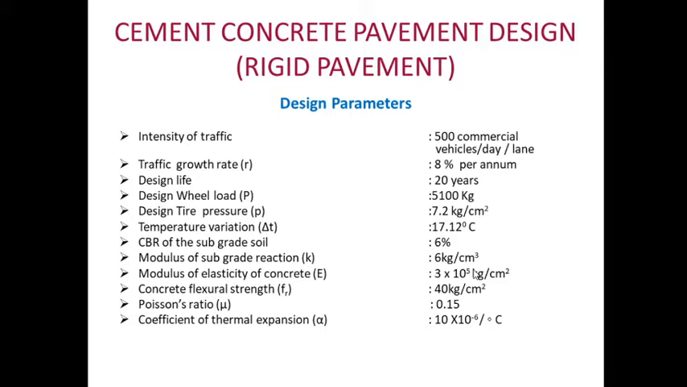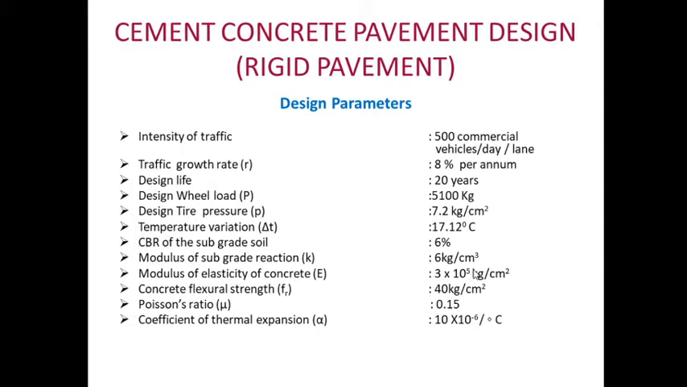Like that, in the design of rigid pavement also, we assume the thickness of the slab as 20 centimeter or 25 centimeter, and we have to check whether it is safe due to temperature stresses or warping stresses. Then another design parameter considered is the CBR of the subgrade soil, 6%. Using the CBR of the subgrade soil, we find the modulus of subgrade reaction. This can be determined by using this table.